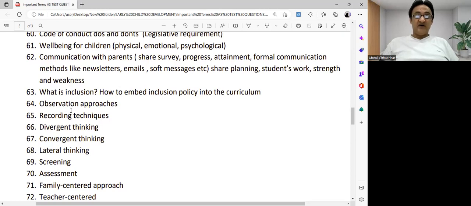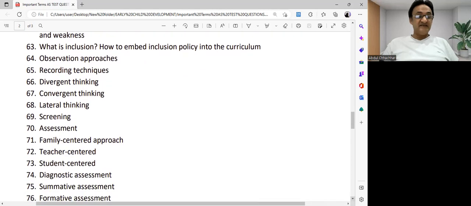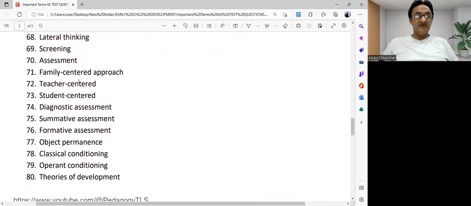What is observation? Recording techniques. How's the recording, like the decoding, recording, and anti-coding. And convergent thinking, lateral thinking, screening assessment, family-centered approach, teacher-centered approach, student-centered approach. So these are the practices you should know as well.